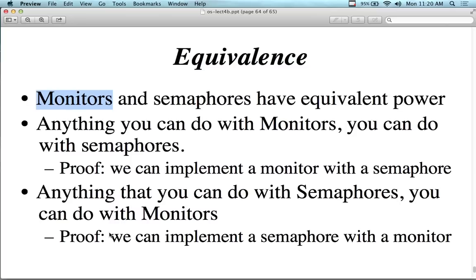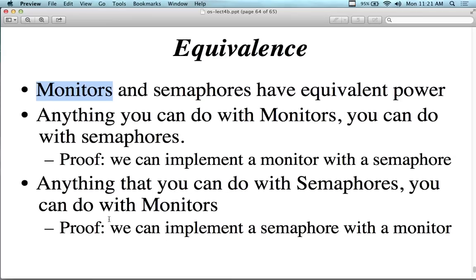So are you doing the control from an operating system level, or are you doing it from an application level, which is really just the big difference. Anything you can do with a monitor, you can do with a semaphore. Proof: you can implement a monitor with a semaphore, actually. You can implement one with the other.